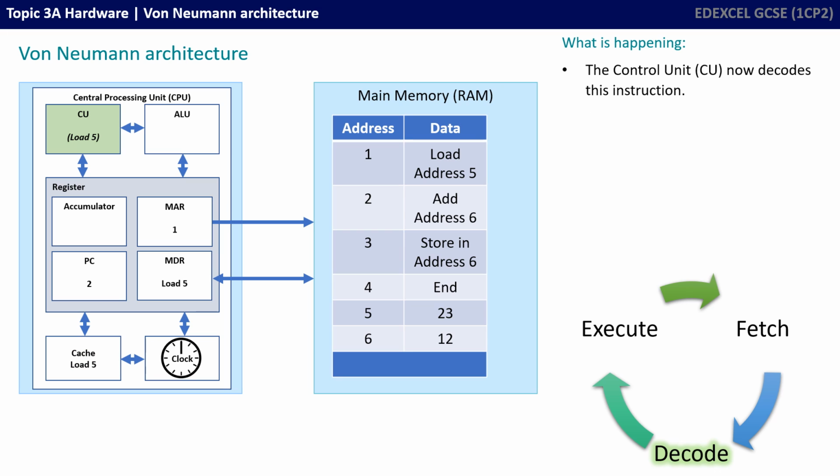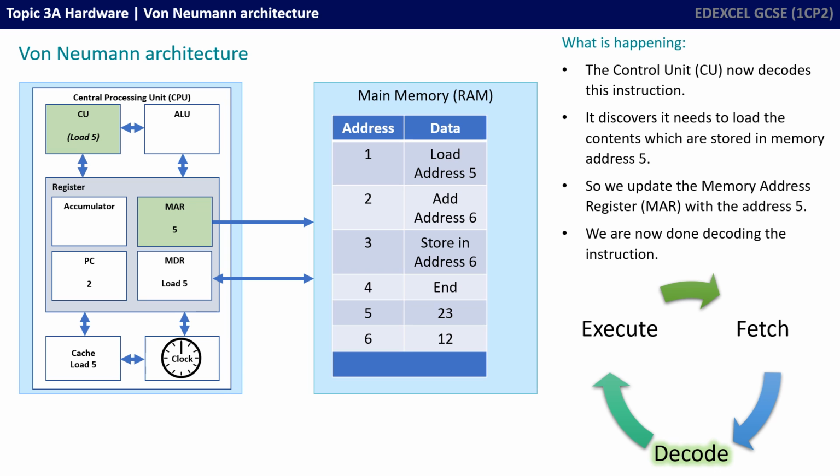The control unit now decodes the instruction, that's load 5. It discovers it needs to load the contents which are stored in memory address 5, so we update the memory address register with address 5. We're now done decoding the instruction.